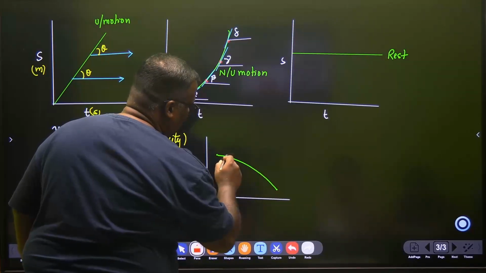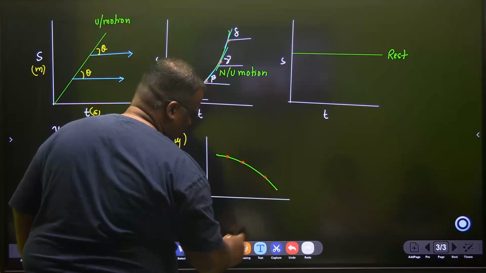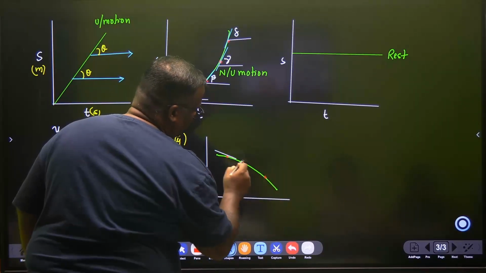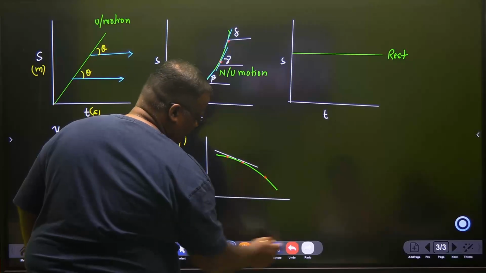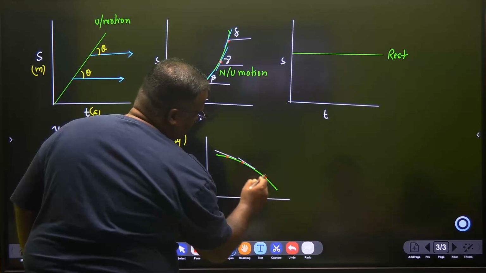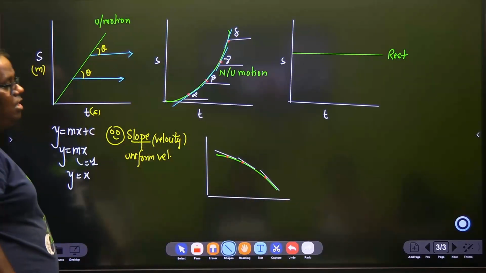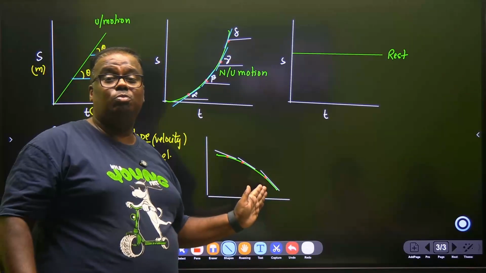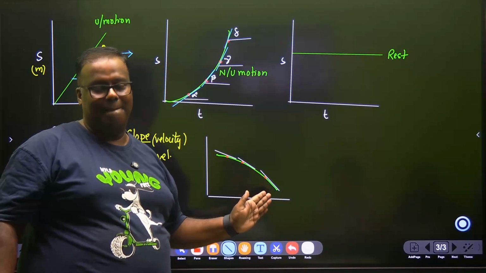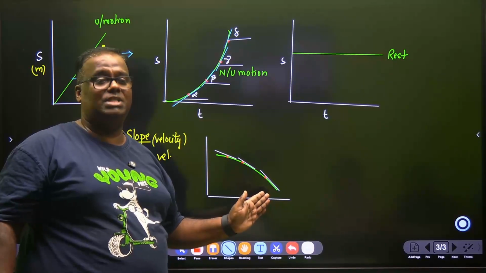Now, in this case, let me find out some points. Say this is one point, this is one point, this is one point. And let's draw some tangents at these points: tangent 1, tangent 2, and tangent 3. If you see, all these are obtuse angles with the positive direction of the x-axis. So the slope is negative.